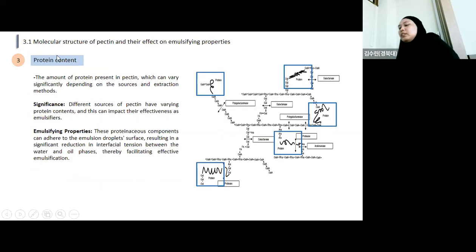And then the third part is protein content. Normally, RG1 type of pectin does consist of some protein. This is the protein content binding into the pectin structure. The protein content here is able to interact with oil and water because it has both lipophilic and hydrophilic ends. So they are able to bind at the oil-water interface. This proteinaceous component adheres to the emulsion droplet surface, resulting in a significant reduction in interfacial tension, thereby facilitating more effective emulsifying properties.